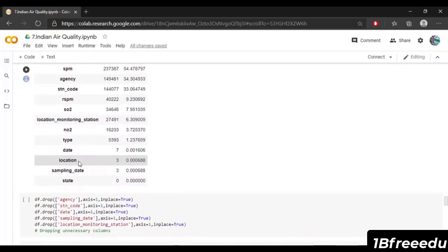Whenever we are imputing categorical data, we basically impute them with the help of mode. And whenever we impute numeric data, we impute them with the help of mean.